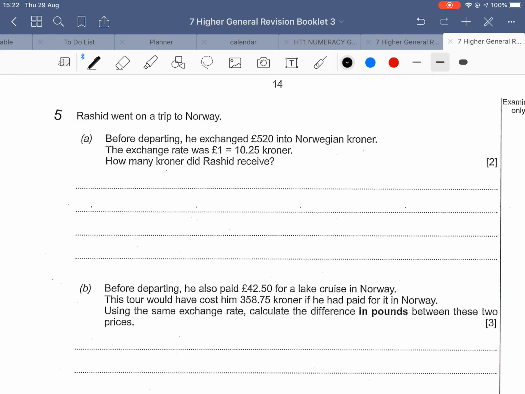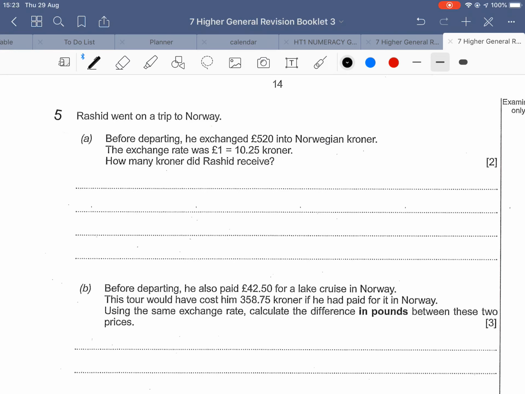Question 5. Okay, so this is an exchange question. So don't forget, if we're going pounds into a different currency, we times. If we're going different currency back into pounds, we would divide. So before departing, he exchanged. Where are we going? Norway. He exchanged £520 into Norwegian krona. The exchange rate was £1 to 10.25 krona. I'm sorry if I'm pronouncing that wrong. How many krona did Rashid receive?